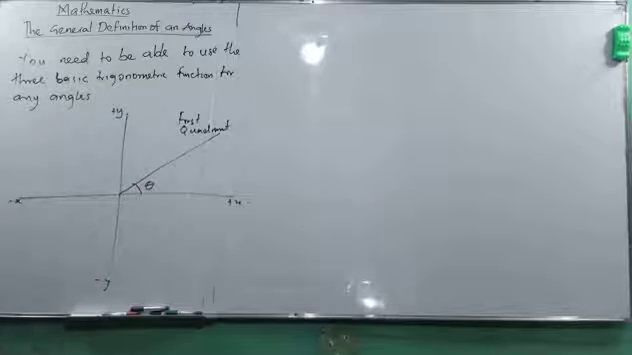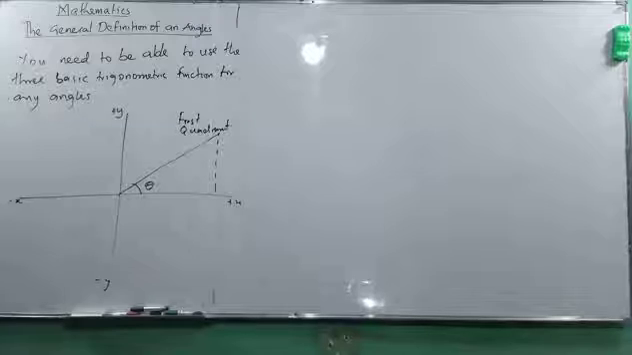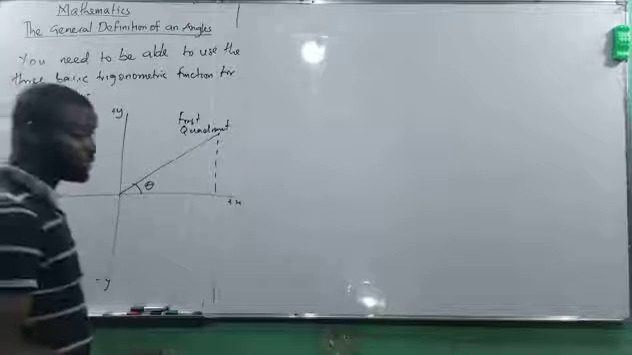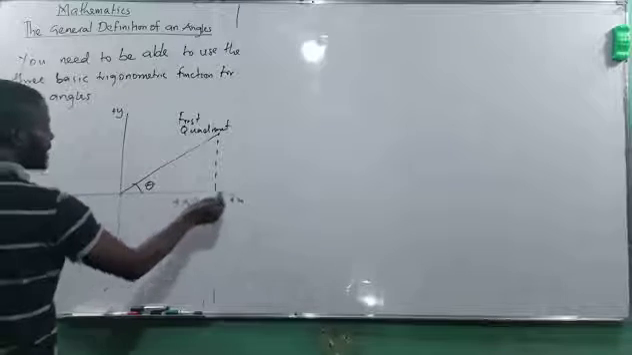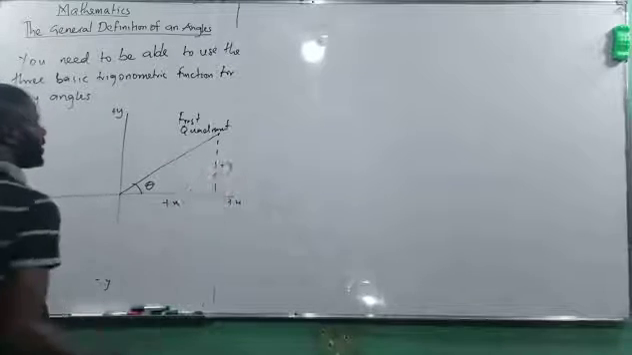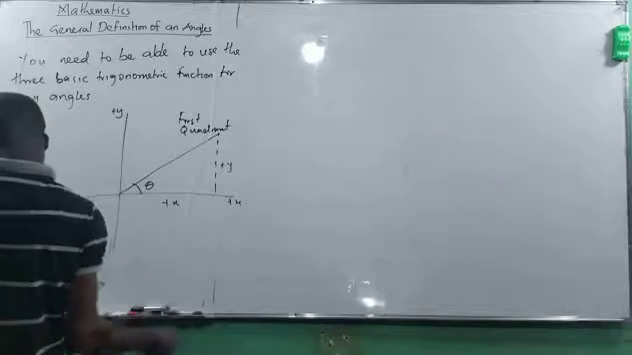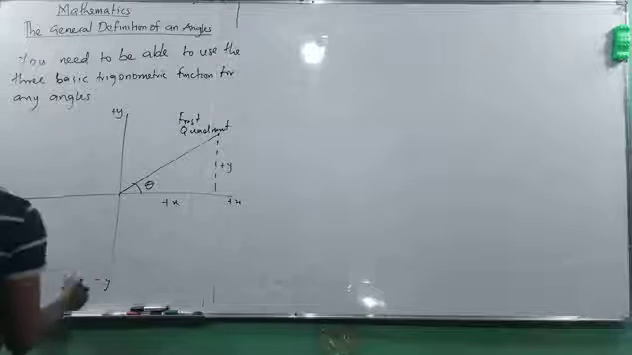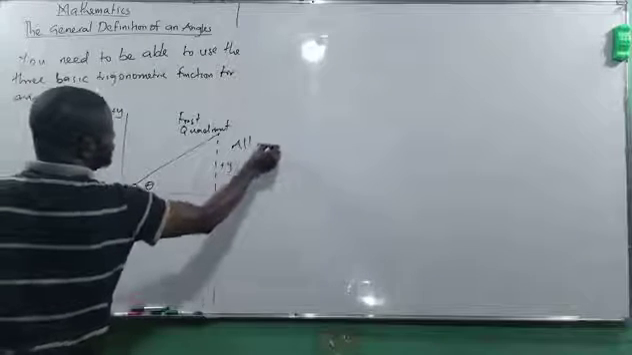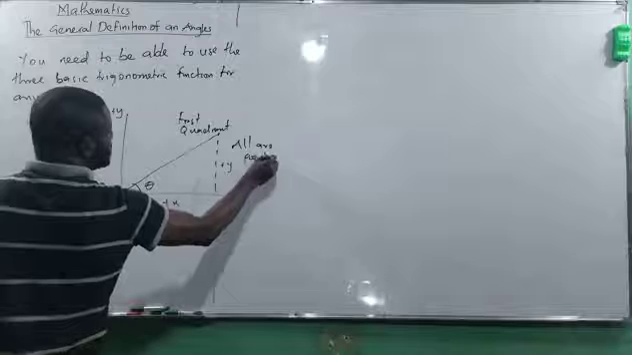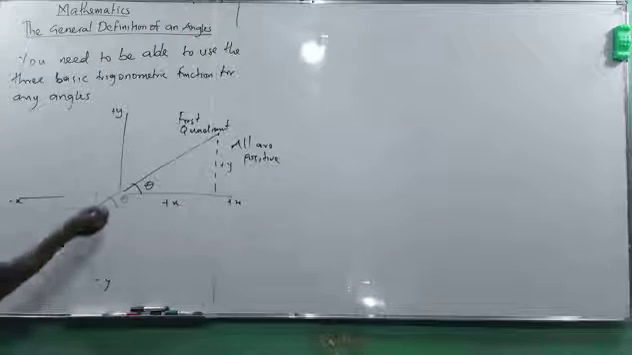Now, with what I've explained in the last video about trigonometry ratio, you can see that this is my positive x and this is positive y. Everything we are talking about, all the ratios now will be what? Will be positive. It means all are positive.